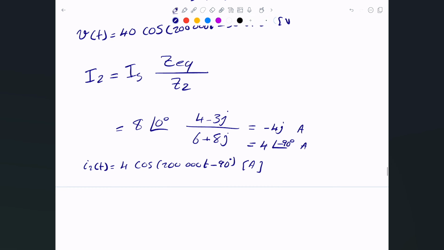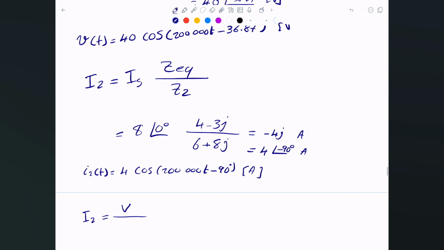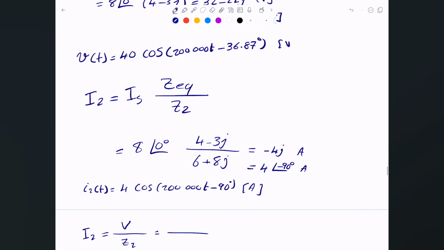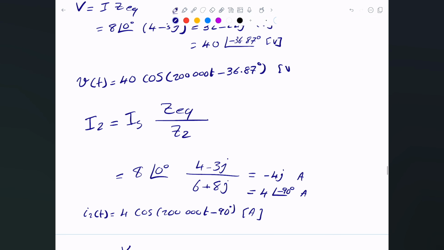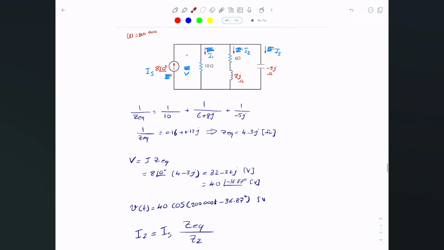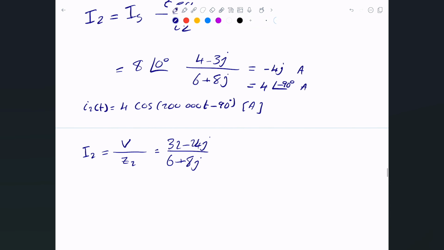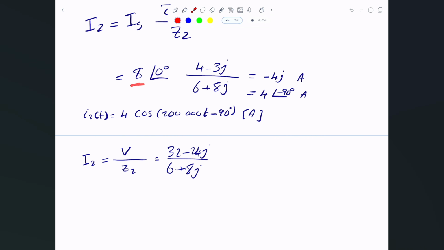Let's double check our answer. Using Ohm's law, it should be V, the one that we computed, divided by Z2. The V that we got is 32 minus 24j, divided by Z2, which is 6 plus 8j. Let's divide this, and we get the following. Frankly speaking, I can see it because 8 times 4 is 32, and 8 times 3 is 24. So it is the same answer. We'll get the same exact answer.